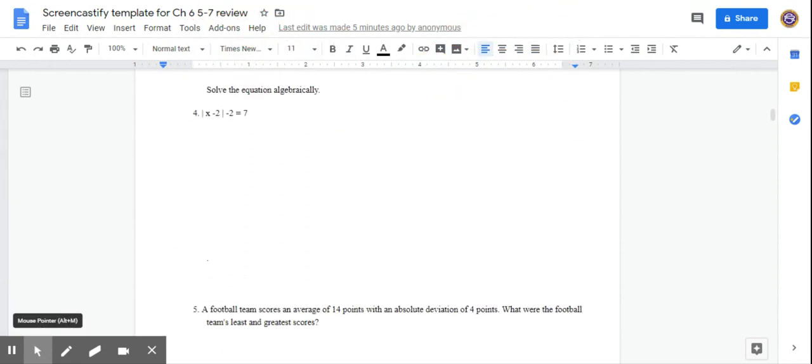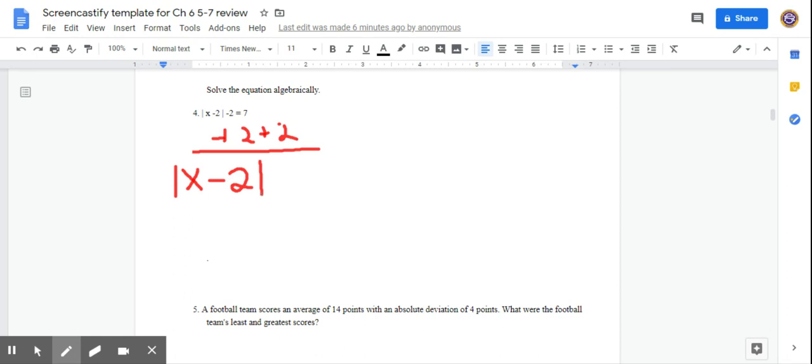Number 4, what do we have to do to solve an absolute value equation? First and foremost, remember, is to get that absolute value by itself. Before you set up your two equations, you need to get the absolute value by itself. So here we're going to add 2 to both sides first. All right, when we add 2 to both sides, we get the absolute value of x minus 2 equals 9. Now the absolute value is all by itself.